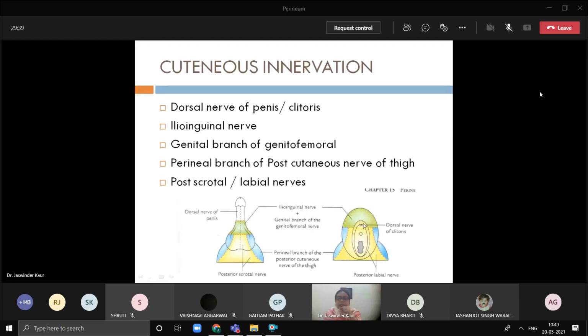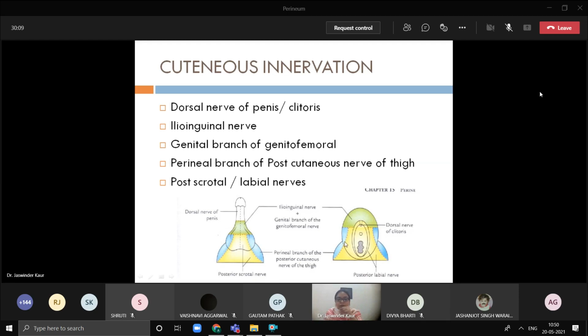Then it is supplied by the ilioinguinal nerve. Then it is supplied by the genital branch of genitofemoral, the perineal branch of the posterior cutaneous nerve of thigh and the posterior scrotal nerves. This is in case of male, and corresponding nerves are present in case of female. So the scrotal nerves are the labial nerves, and the penis corresponds to the clitoris.